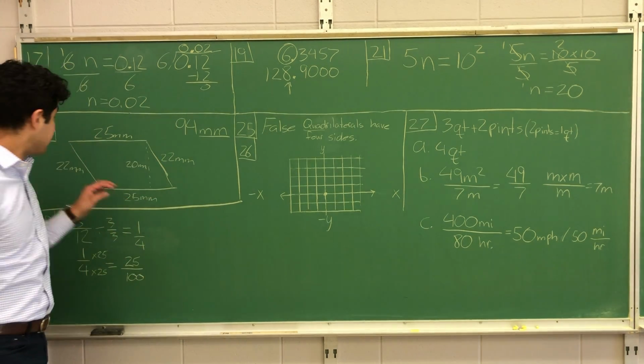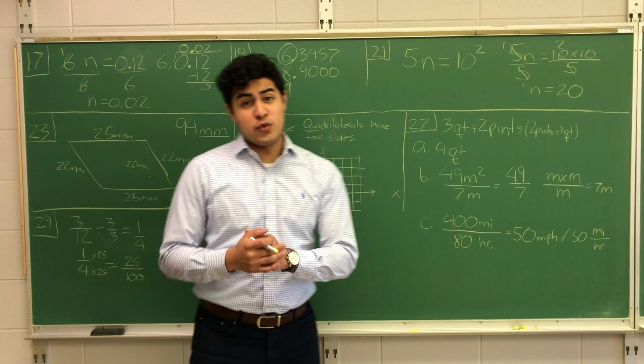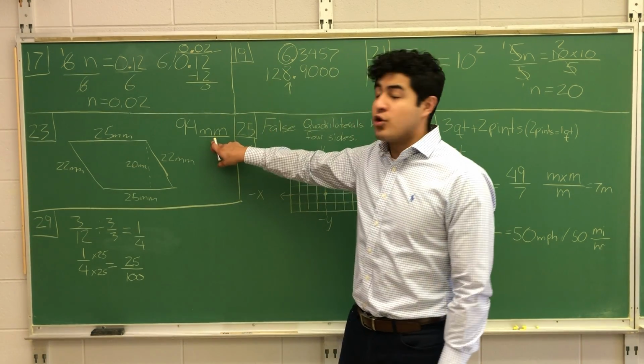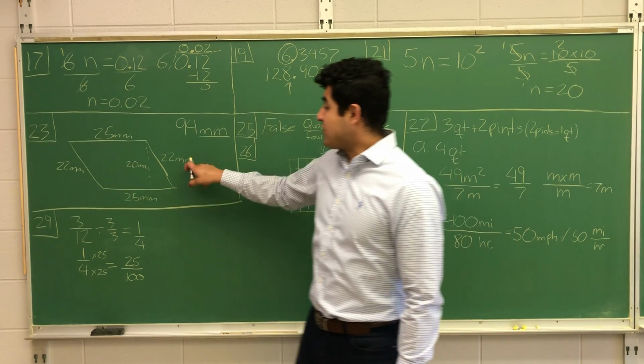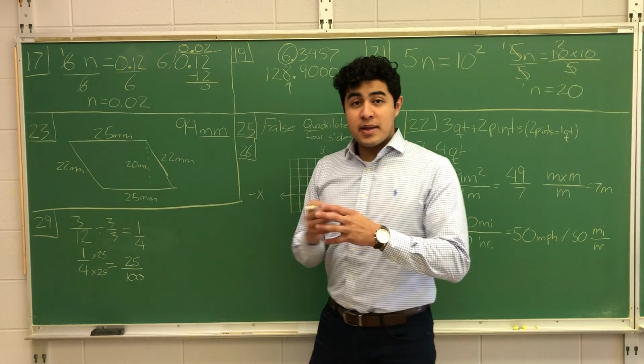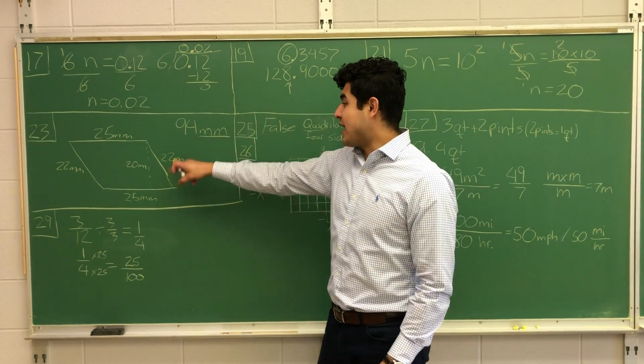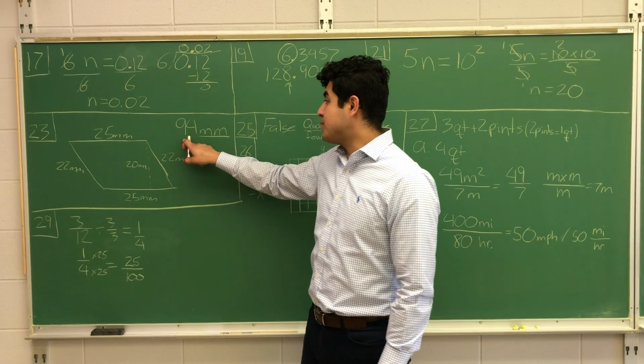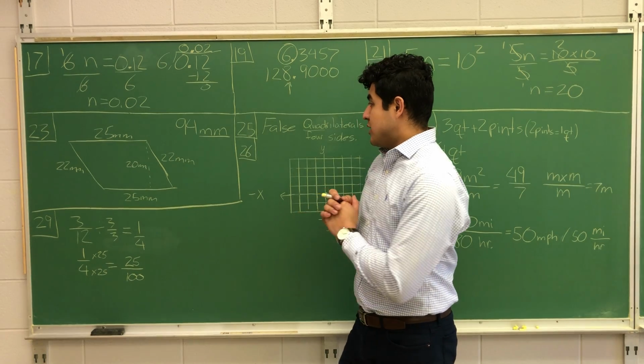25 plus 25 is 50. 22 plus 22 is 44. 44 plus 50 is 94. Notice that we didn't square it. Why? Because all the units are the same. We're not multiplying the units together. We're simply adding all the same units. So your final answer should be 94 millimeters.